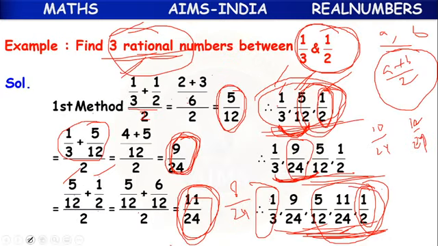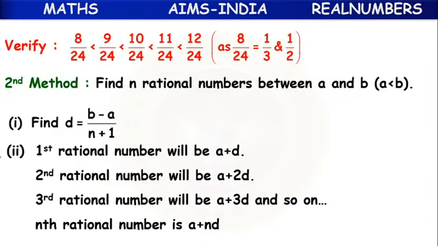Now if they are written in order, 8 by 24, 9 by 24, 10 by 24, 11 by 24, 12 by 24. So like this we will get. So all denominators are same. So 8 is less than 9, is less than 10, is less than 11, is less than 12. So this is true. In this way, by making the denominators common, we can verify it.